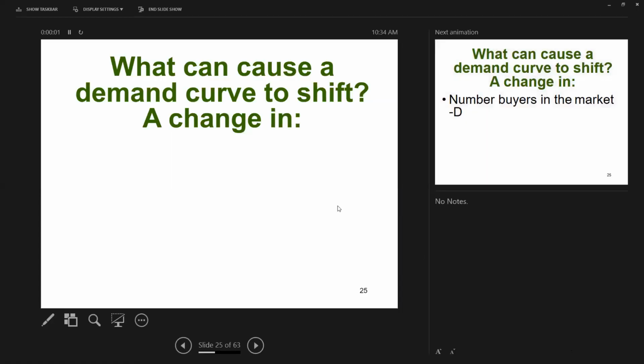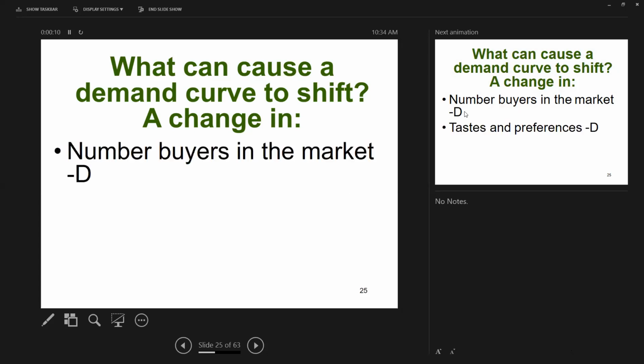Okay, there we go. So what can cause a change in demand? The first thing is the number of buyers in the market. We said that that was directly related to demand. So an increase in the number of buyers in the market will increase demand. If the number of buyers in the market decreases, that will decrease demand.